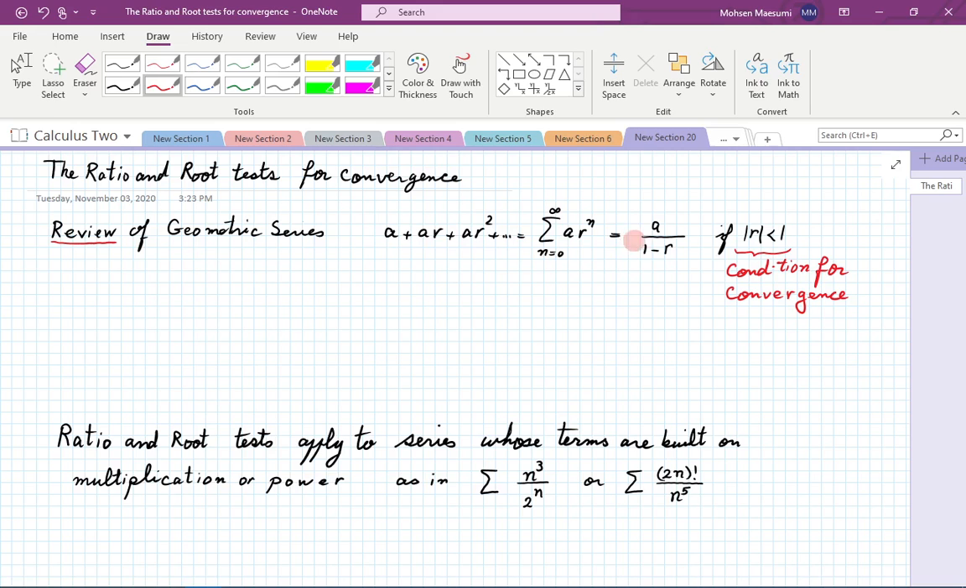Its sum can be determined as the first term divided by 1 minus that multiplying factor, provided that the absolute value of that multiplying factor is less than 1. So that's the condition for convergence of the geometric series. This is the crucial thing that connects to what we have in mind right now. Well, for a geometric series, how can we tell what the multiplying factor is?